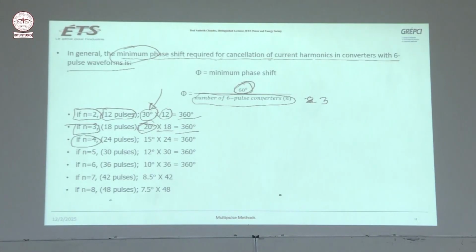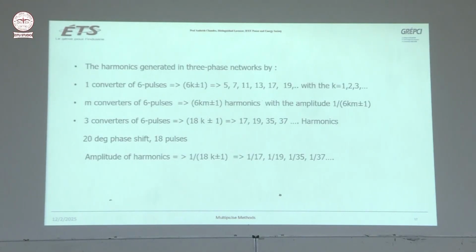If you have 4 converters, 24 pulses, then dividing by 4 will give you a 15-degree phase shift multiplied by 24 pulses, 360. If you have 5, then 12 degrees. If you have 6, then a 10-degree phase shift and 36 pulses. So this is how you decide what your objective is, right?